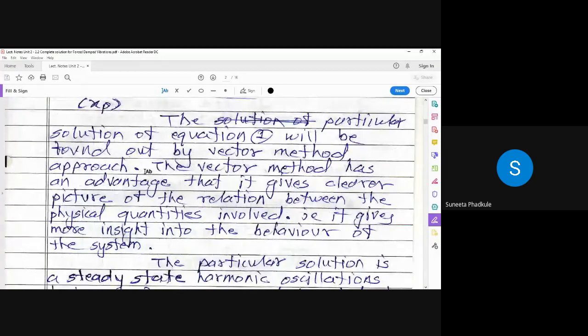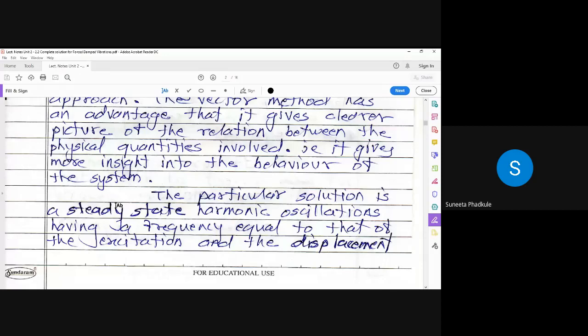So how do we find this particular solution? With the help of the vector method. The vector method approach here is very simple. Otherwise, I know students, you always have a fear of the vector method because that is a somewhat difficult topic in mechanical engineering. But here the vector method approach gives you a very clear picture. There is an analytical method also, but we are going to find the solution with the help of a vector approach.